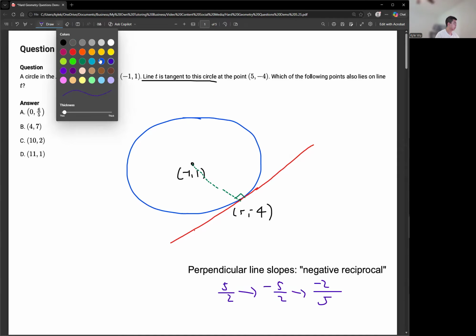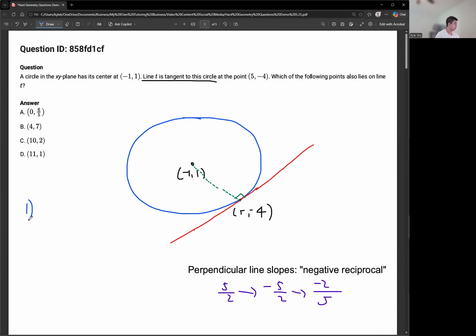So there are a couple steps here. First, I am going to find the slope of the green line. Okay, I have those 2 points on the green line, right? The center of the circle, the point 5 comma -4 on the circle. I can use those 2 points to find the slope.